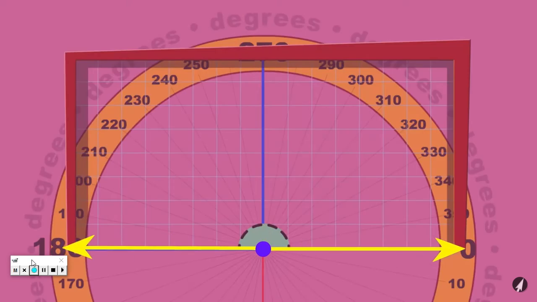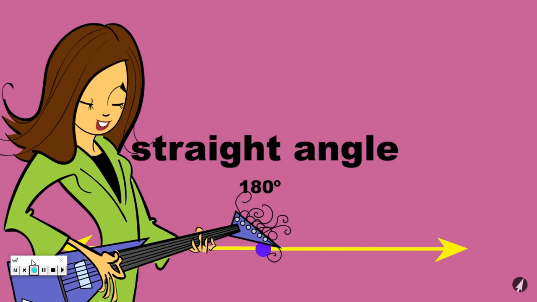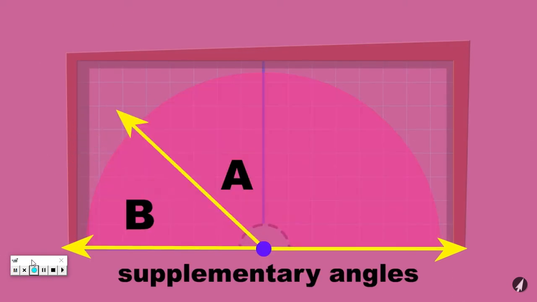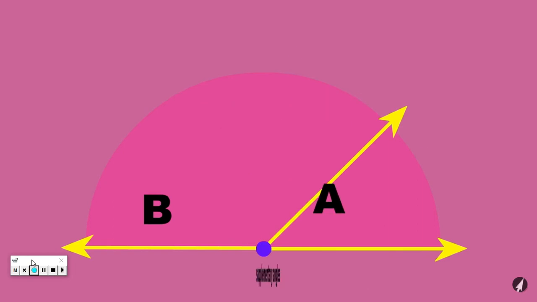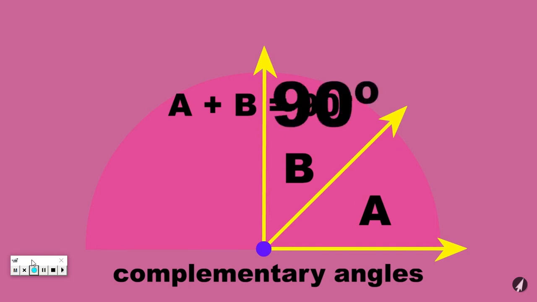An angle that's 180 degrees is called a straight angle. When two angles add up to 180 degrees, they're called supplementary angles. When two angles add up to 90 degrees, they're called complementary angles.